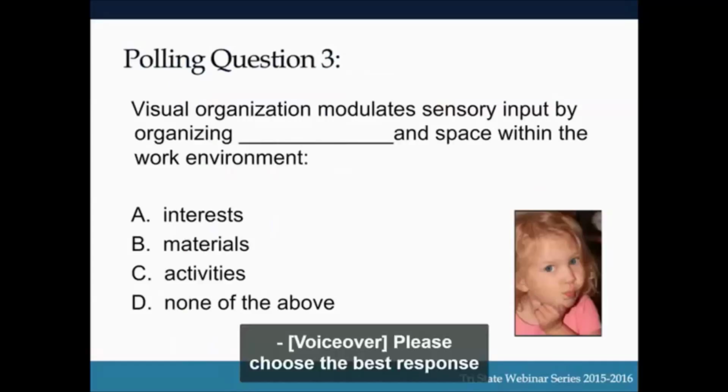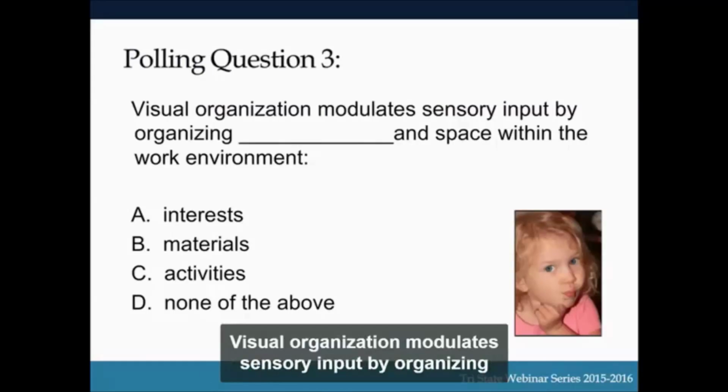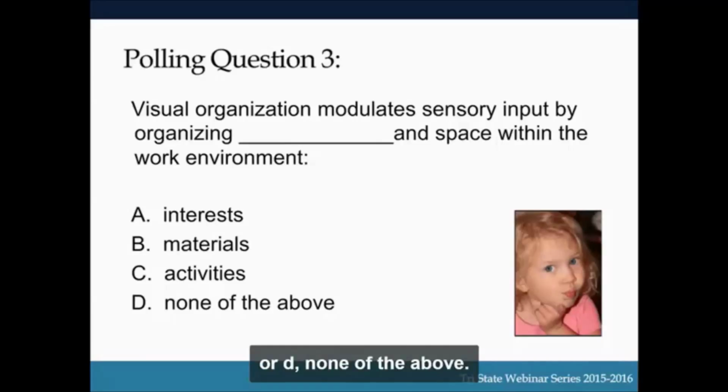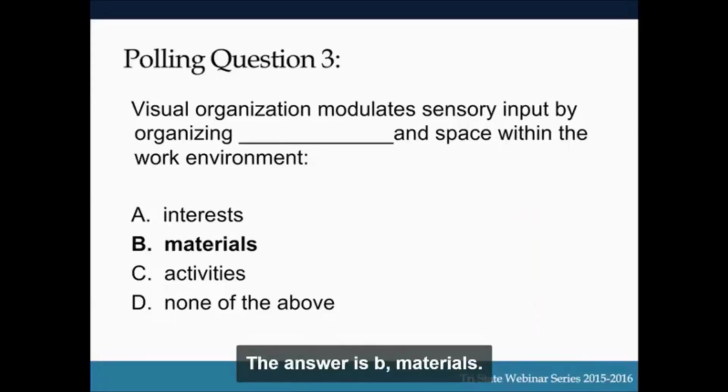Please choose the best response for polling question number 3. Visual organization modulates sensory input by organizing blank and space within the work environment. Is it A, interests, B, materials, C, activities, or D, none of the above? Good job. The answer is B, materials.